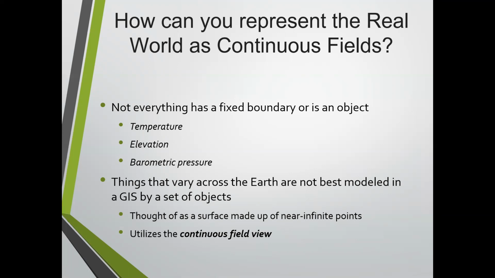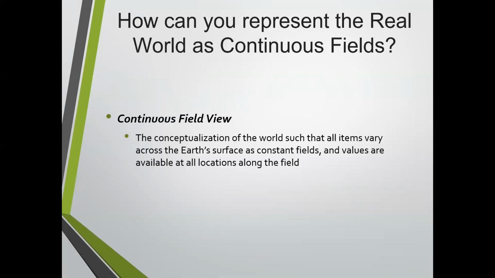And this is what we would call a continuous field view of representation. The continuous field view is just conceptualizing the world so that you have those things that vary across the Earth's surface as what we call continuous fields. What this allows you to do in this type of GIS is everywhere you put your location, you're getting a value. With a vector GIS, everywhere you put your cursor, you're not necessarily getting a value, because if I'm not hitting either a line or an endpoint or something, I'm not getting a value. With this, everything that you're representing has a value associated with it. So the whole map has values associated with it.